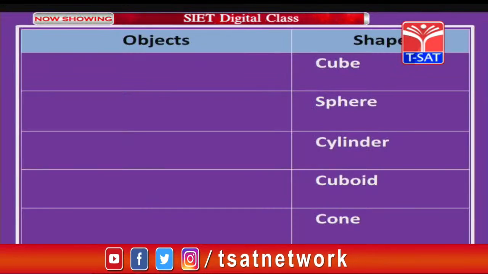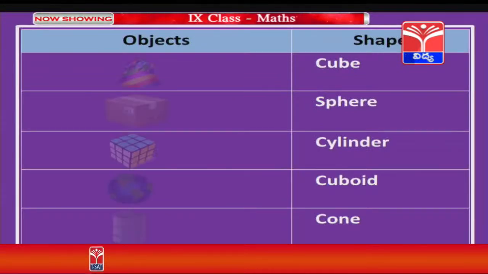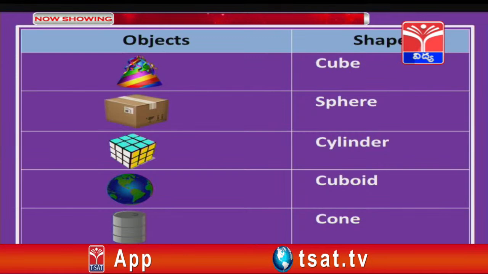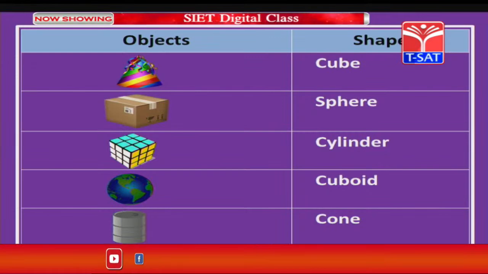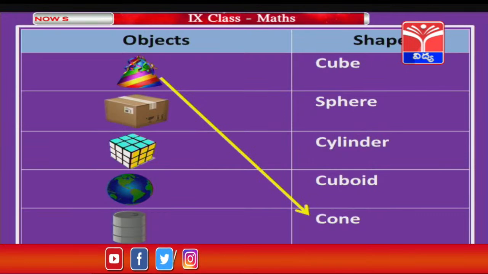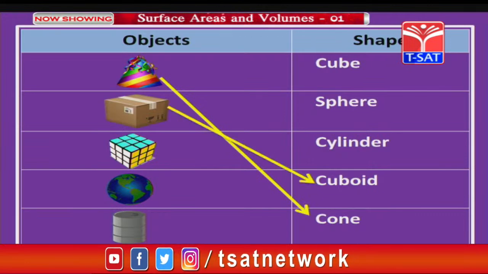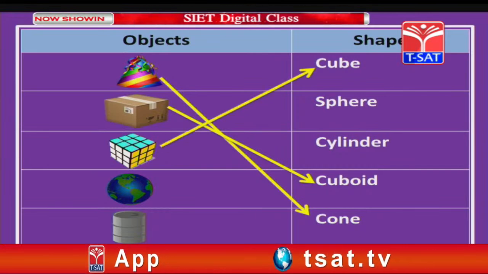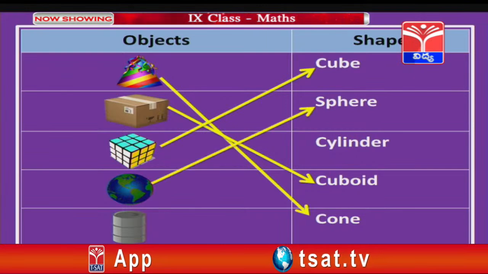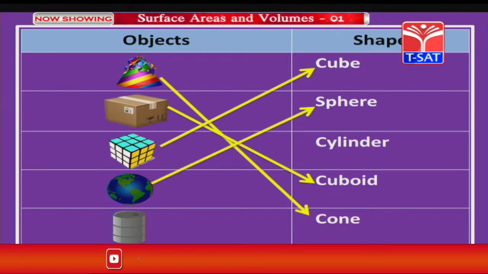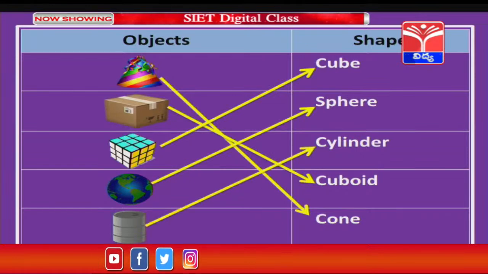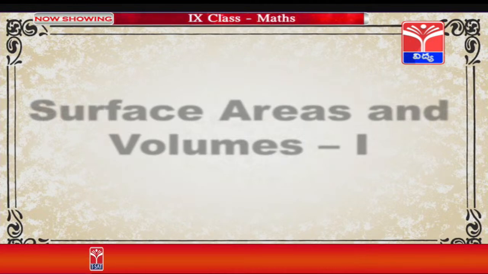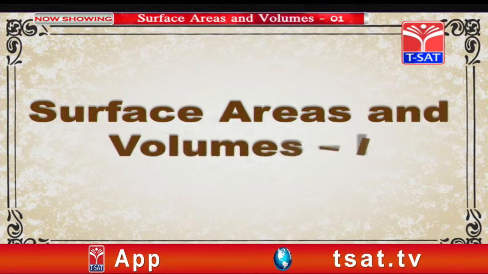So let us start with a small recapitulation, children. You can see the objects shown on your screen. Now can you identify these objects, the shape which they have? Let's see. The first one is cone. That's right. What about the second one? Yes, it's a cuboid. The third one is a cube, whereas the fourth one is a sphere. And what about the last one, children? Yes, it's a cylinder.